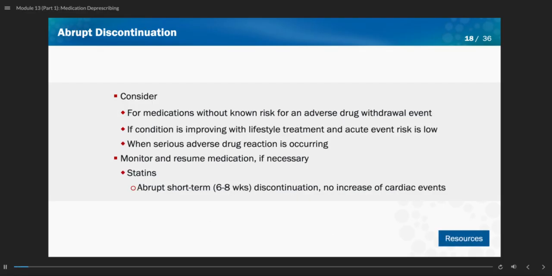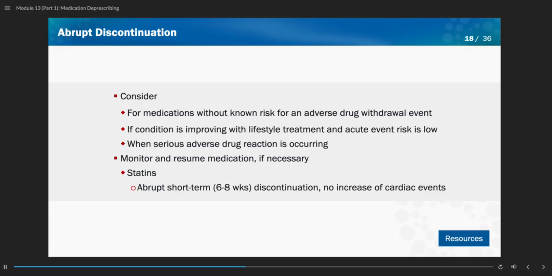If a medication does not have a known risk for an adverse drug reaction, you can consider abrupt discontinuation. However, you might also be able to consider abrupt discontinuation with a medication known to have a risk for adverse drug withdrawal reaction, if your lifestyle treatments are actually correcting the underlying cause of the condition. This would lessen the withdrawal adverse reactions.